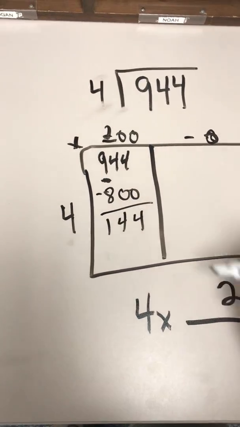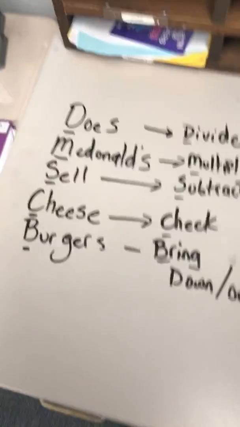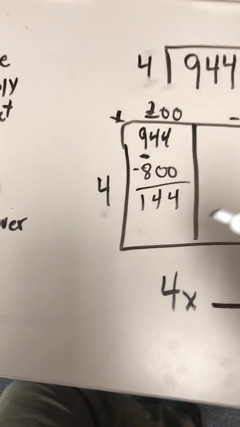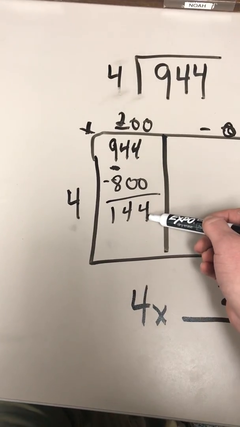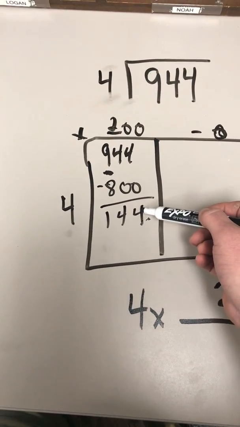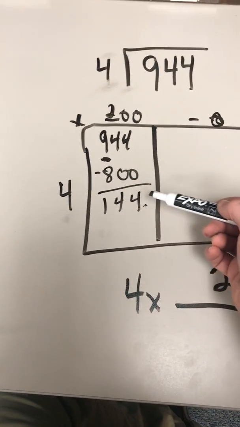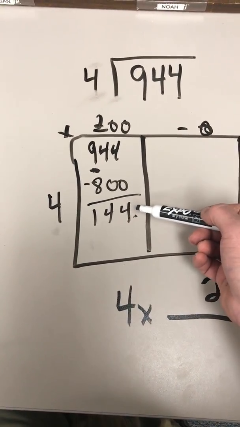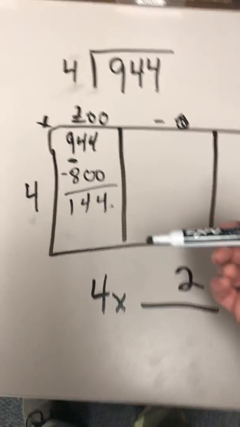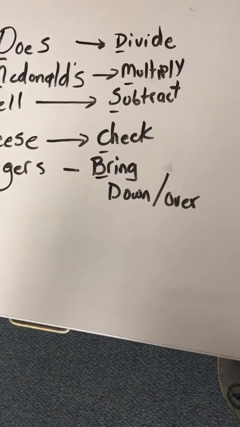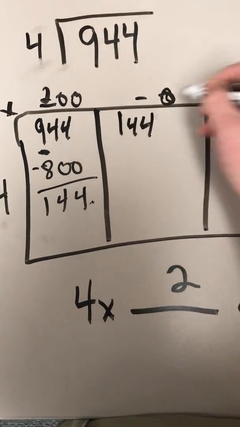giving you 144. So that's step 3, subtract. Step 4 is check. With the check, they are checking to see if what's left over, which is 144, is less than our divisor, because they know that a remainder cannot be more than the divisor. So they checked it, and now next is, in this case, bring over. We're going to bring 144 over.